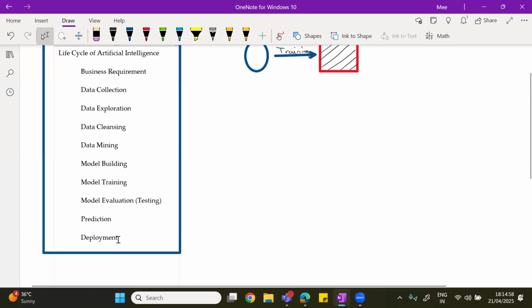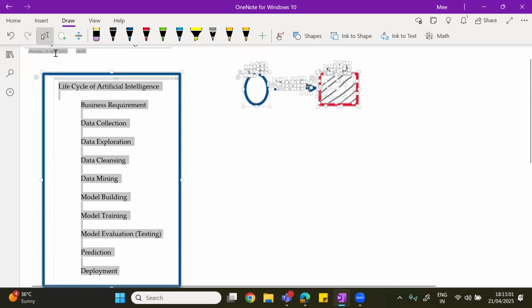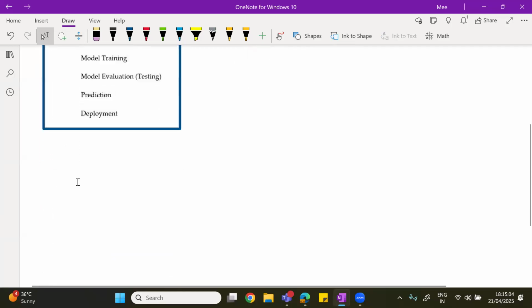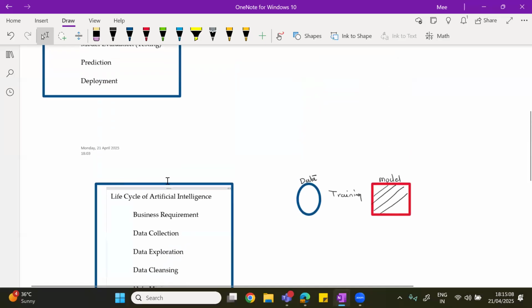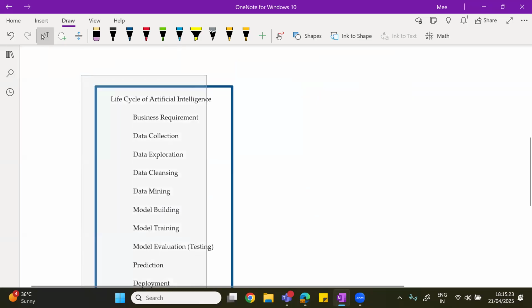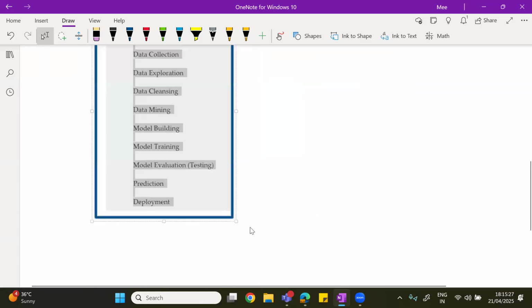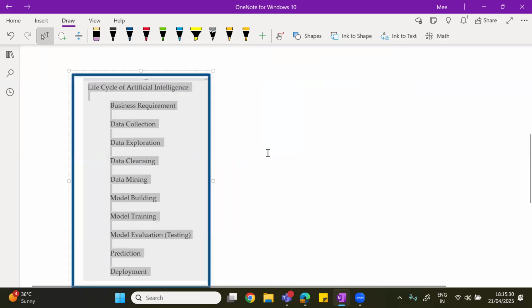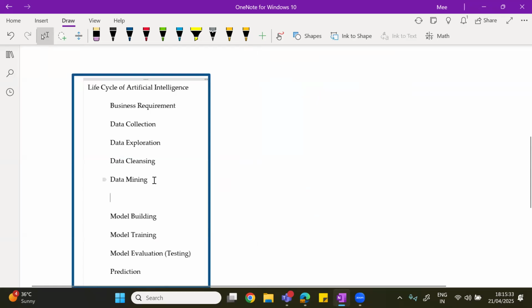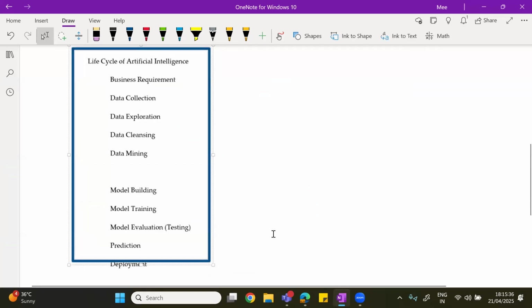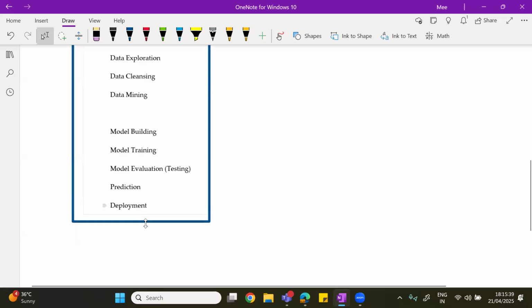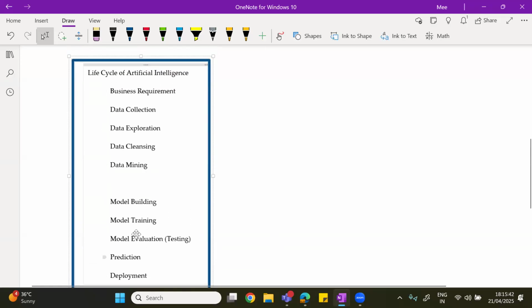Now I'm going to copy this entire process of our life cycle, and I will broadly classify it into two parts. One is collection of data. This is the first part, and this is the second part.